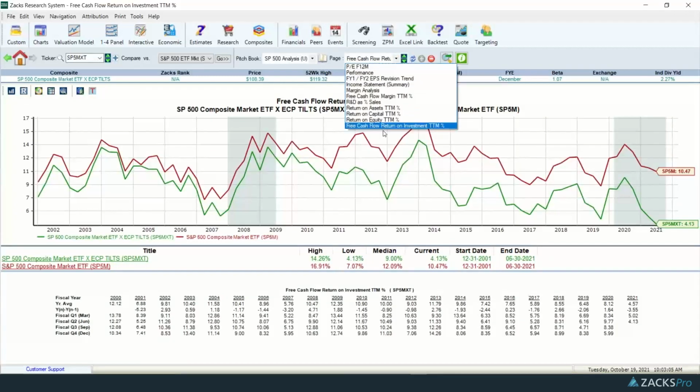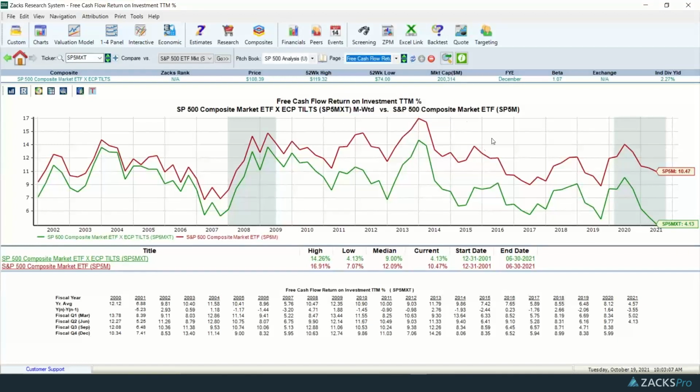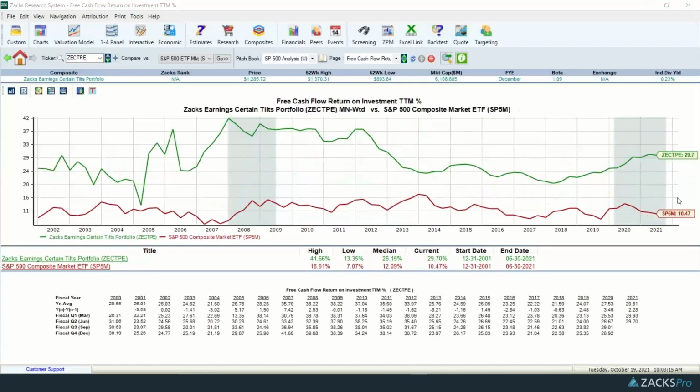And again, I have a repeat of the free cash flow return on investment. What I wanted to show everyone here was that free cash flow return on investment for that core tech group is just absolutely incredible. Here is the ECP tech group. So this is the 6 ECP mega cap tech names. And this is actually relative to the S&P 500. So you can see that that's actually 3 times the amount of free cash flow return on investment.